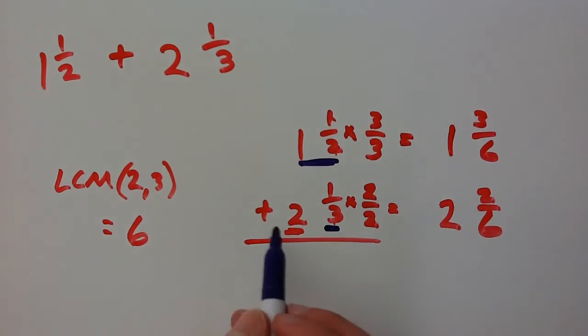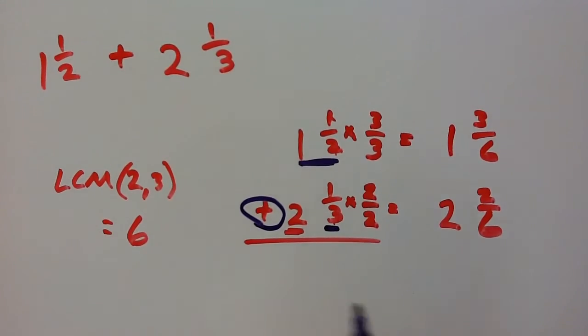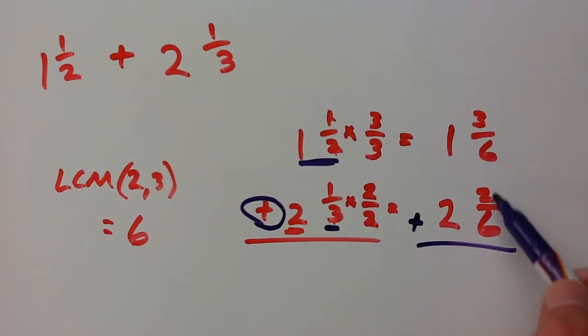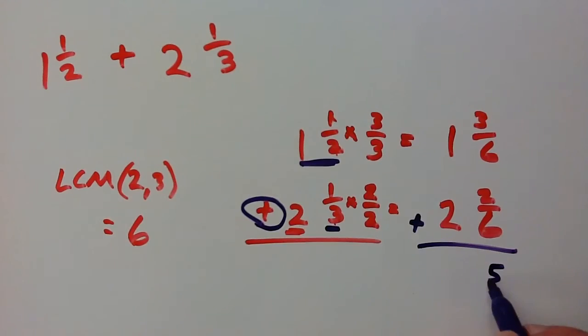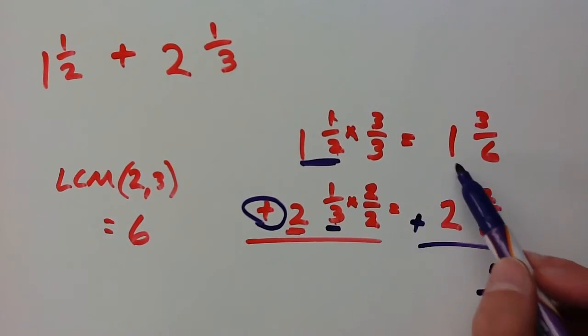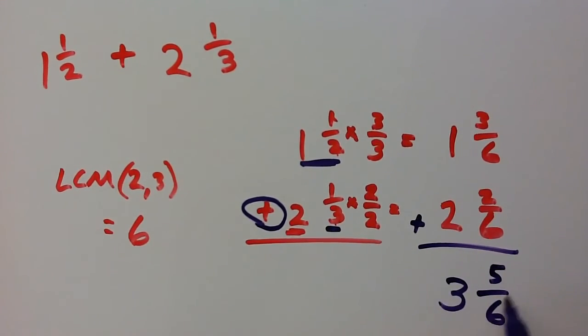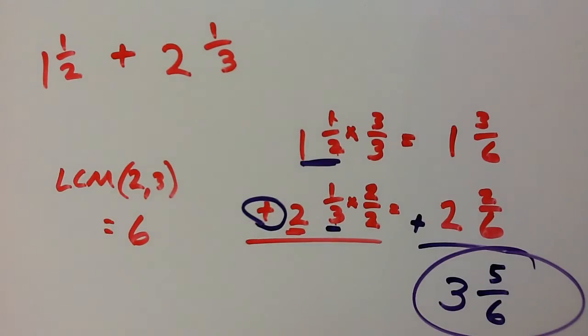Now, pay attention to your operation symbol. You are adding here, so I'm going to put a plus sign and add. When adding mixed numbers, you add the fraction part first. So 3/6 plus 2/6, that would be 5/6, and then you add the whole numbers. 1 plus 2 would be 3. So 3 and 5/6 is the sum.